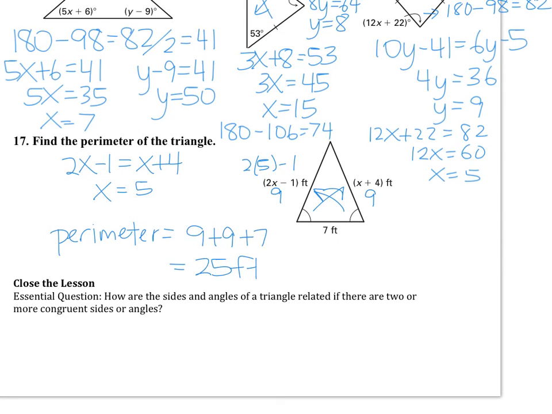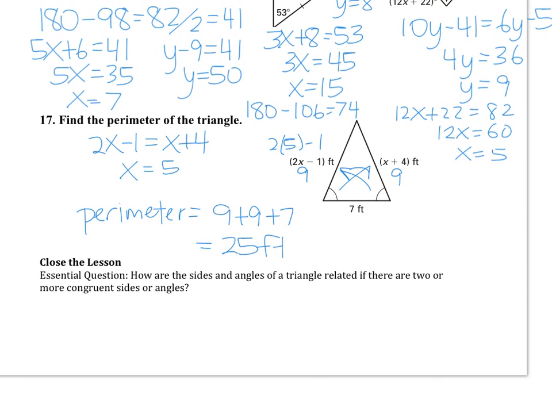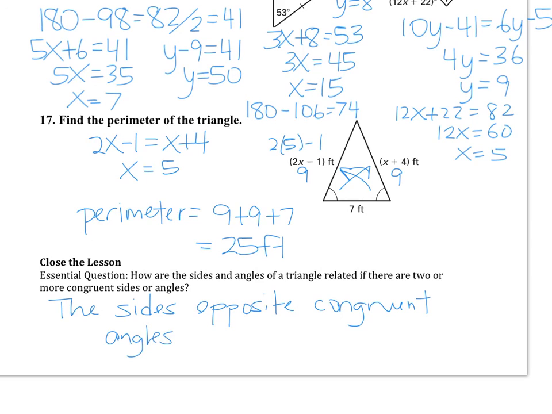So, how are the sides and the angles of a triangle related, if two or more sides or angles are congruent? It is the sides opposite congruent angles are congruent. Okay, this ends the lesson.